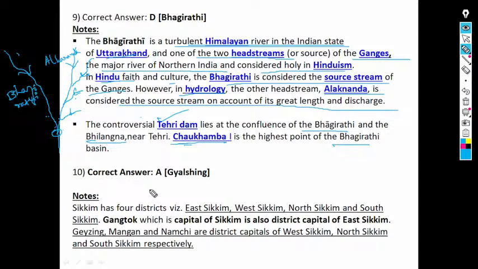Sikkim has 4 districts: East Sikkim, West Sikkim, North Sikkim, South Sikkim. Gangtok, which is the capital of Sikkim, is also the district capital of East Sikkim. Gyalshing, Mangan, and Namchi are the district capitals of West Sikkim, North Sikkim, and South Sikkim, respectively. Okay? 4 districts: East, West, North, and South.